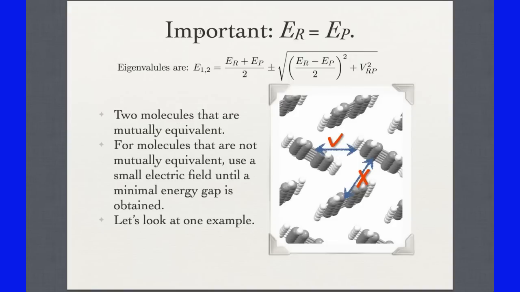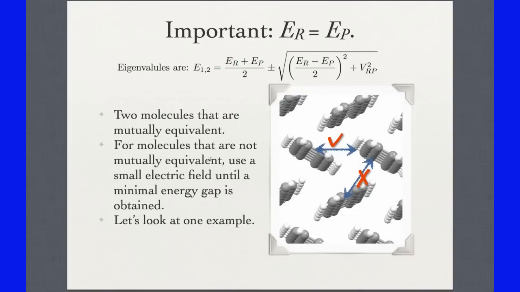And I want to remind you, this will be a very nice way to calculate coupling. The computational cost will be very low. You just need a ground state closed shell calculation. And the important criterion is that you must make sure the ER and EP are the same. So for example, if the two molecules are symmetric, mutually equivalent under the symmetry, then for sure you can argue that this has to be zero and the coupling is directly derived from the energy gap.